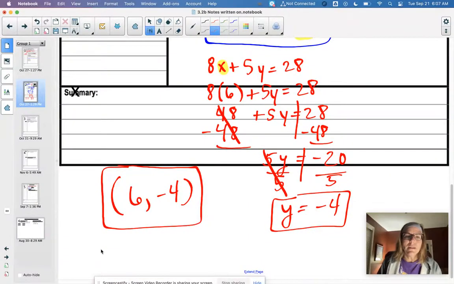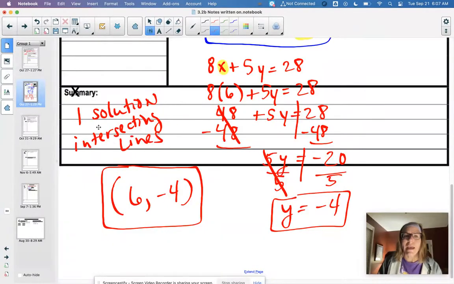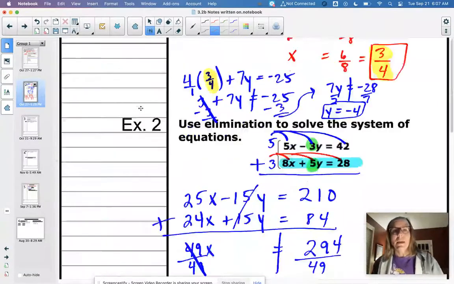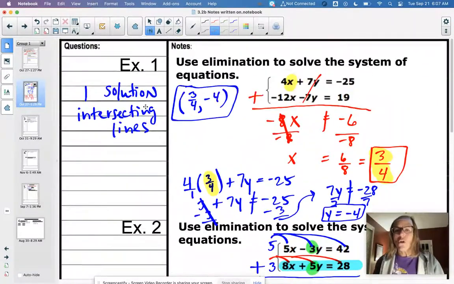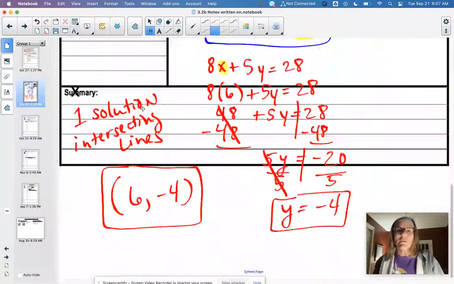So again, if I wanted to classify this, I would say one solution, which is intersecting lines. I didn't ask for that. When I say solve the system of equations, all I need is this answer, 6, negative 4, because the solution is an ordered pair.